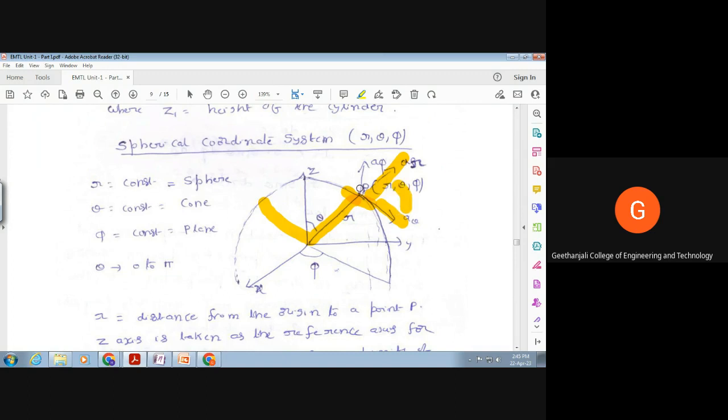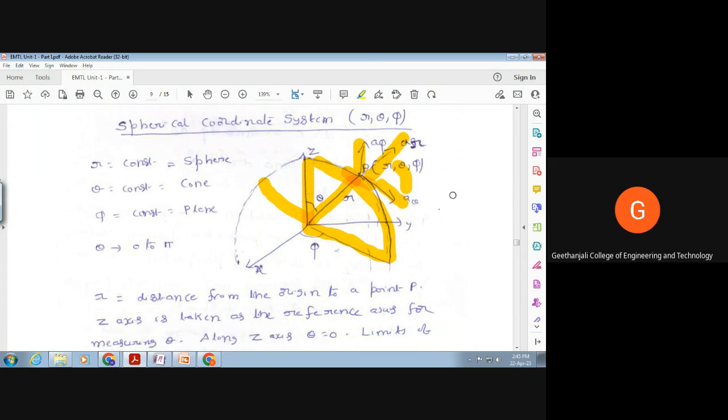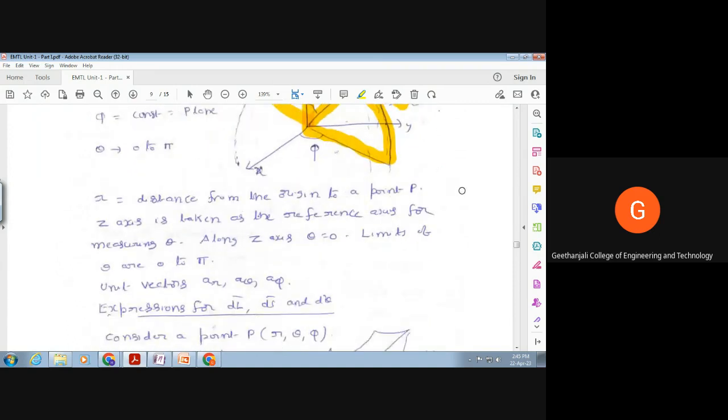Similarly, a_phi is going to be perpendicular to this phi equal to constant plane surface. So, perpendicular to this plane surface is a_phi. At any point of observation, a_r, a_theta and a_phi are going to be mutually perpendicular to one another. And not only that, a_r cross a_theta would be equal to a_phi, just like a_x cross a_y is equal to a_z. And you can write the remaining equations.